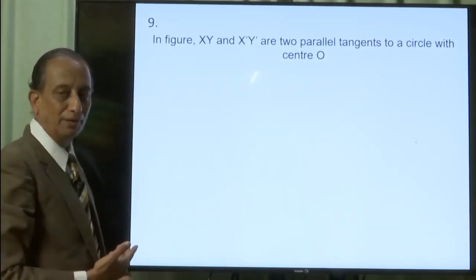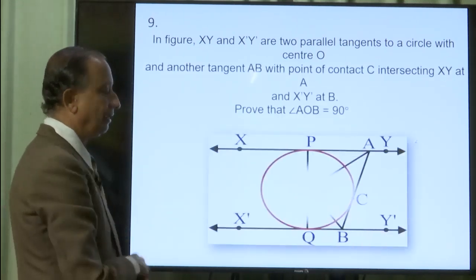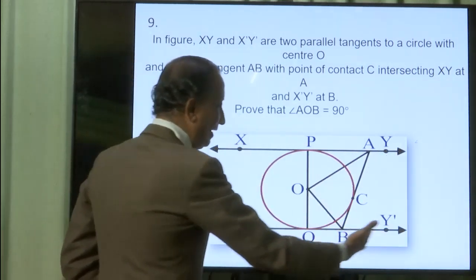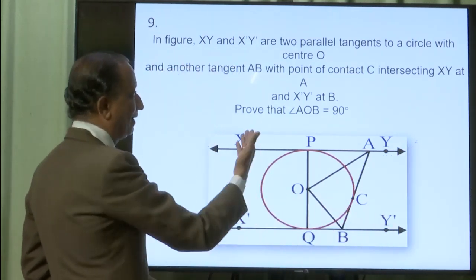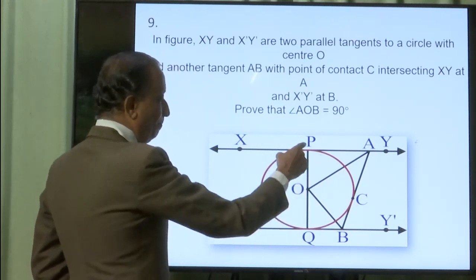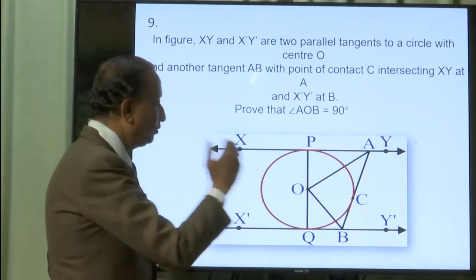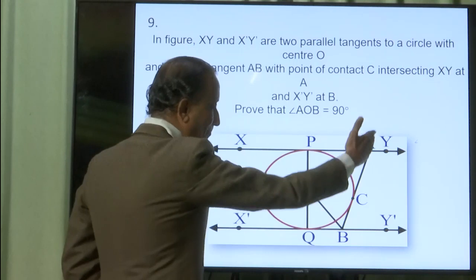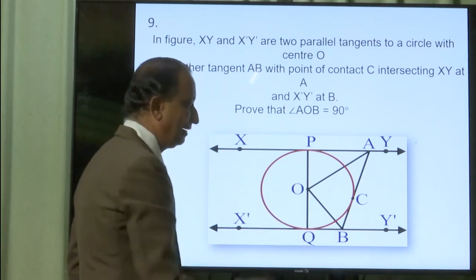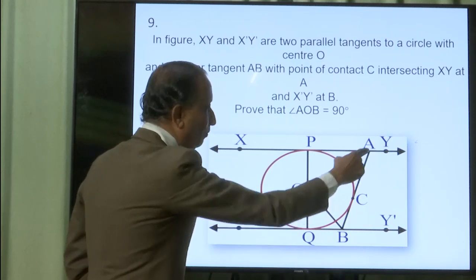This is problem number 9 from the same exercise. Okay. So here is the figure for this. You can see here that XY and X'Y' are two parallel tangents to this circle with center O, P and Q being their points of contact. Now here is one more tangent, AB, which is touching the circle at C. So using this data, we have to find out the measure of angle AOB.